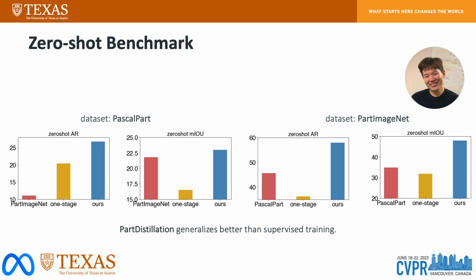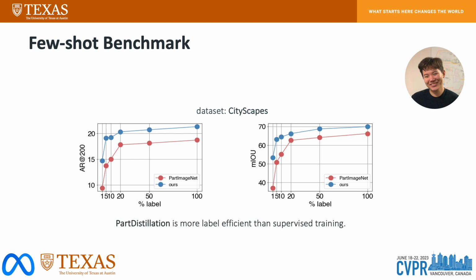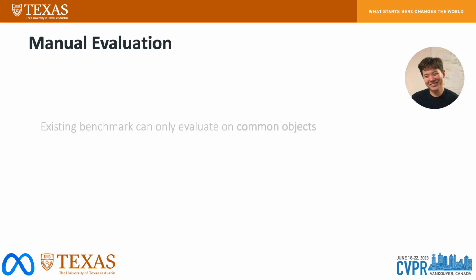We compare the supervised baselines as well as our one-stage baseline, which self-trains without part proposal stage in PartDistillation. We show that PartDistillation generalizes better than supervised training across different datasets in both AR and mIoU metrics. Similarly, we show that PartDistillation is more label efficient compared to supervised training, especially in low data regime, both in AR and mIoU metrics.